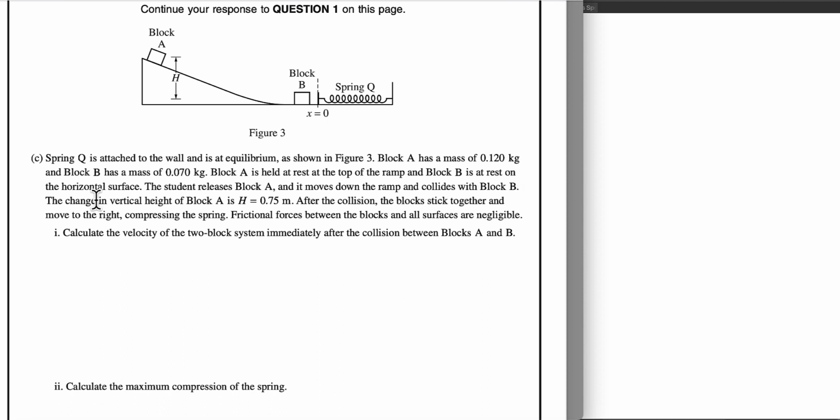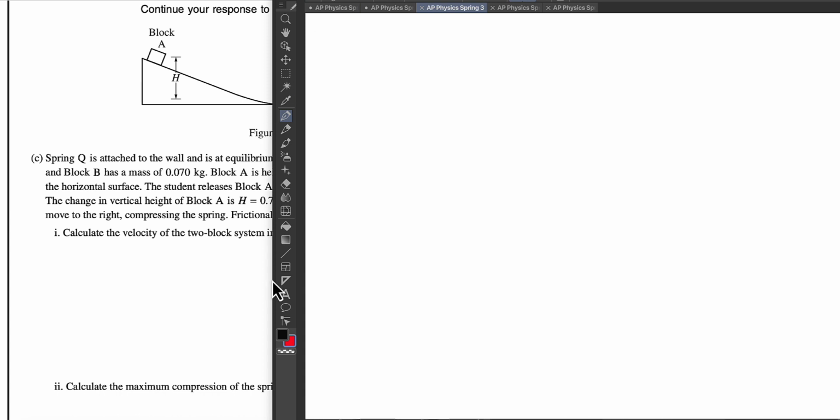The change in vertical height of block A is h equals 0.75 meters. After the collision, the blocks stick together and move to the right, compressing the spring. Neglect all the frictions. Sub-question 1. Calculate the velocity of the two block system immediately after the collision between blocks A and B. Okay, so here's question C, part 1.